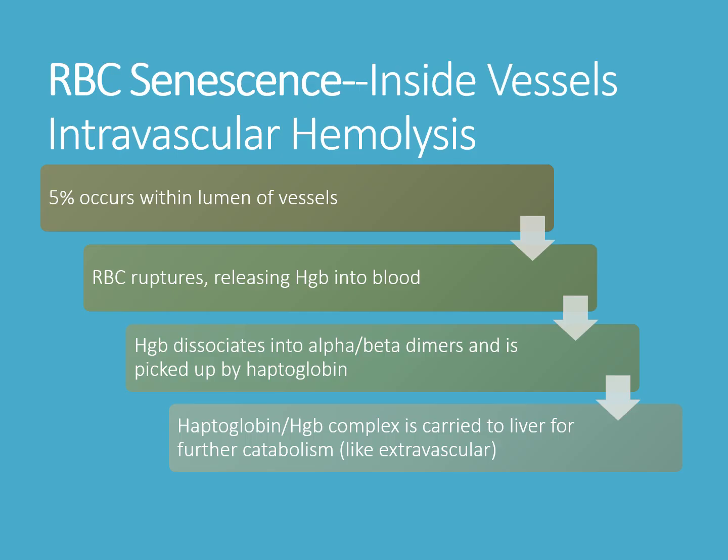So the hemoglobin is going to dissociate into alpha and beta dimers, and then that's going to be picked up by haptoglobin. Haptoglobin is another one of our carrier proteins, and it carries free hemoglobin, meaning hemoglobin that has been released from red blood cells during intravascular hemolysis, and is going to be transported to the liver for further catabolism. At this point, it's going to look very much like our extravascular process, but in this case, rather than albumin being the carrier protein, we are going to have haptoglobin.